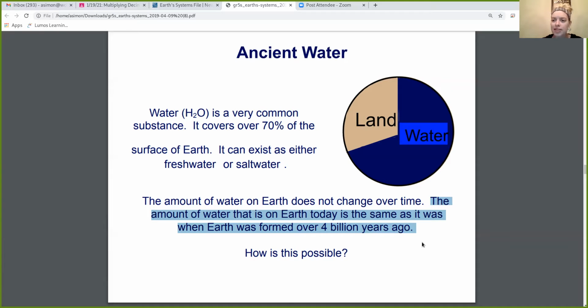So I want you to think about this. How is it possible that the water we use today is the same water that was here 4 billion years ago? Think about something that happens at least on a weekly basis that recycles water.